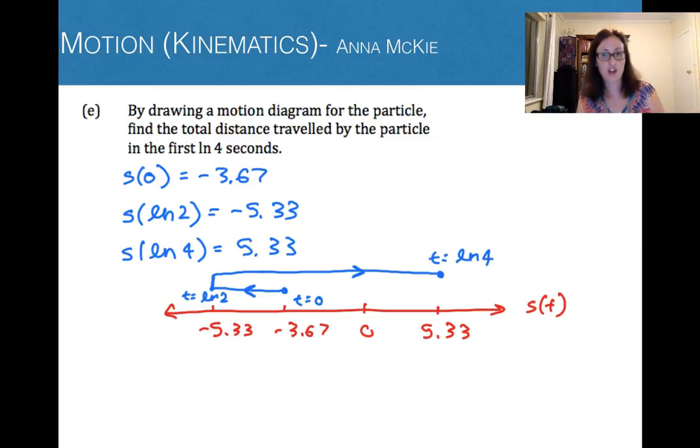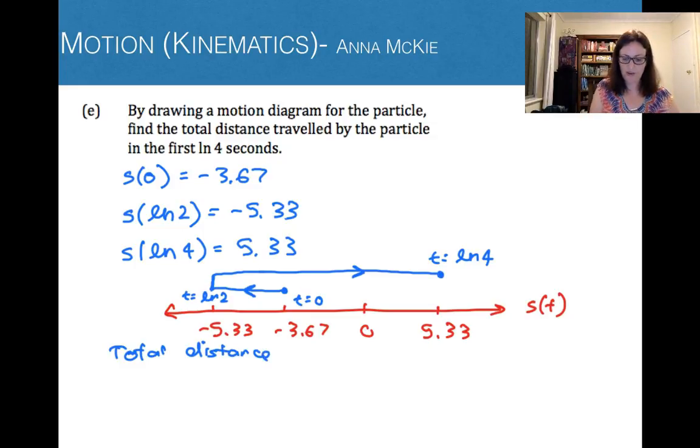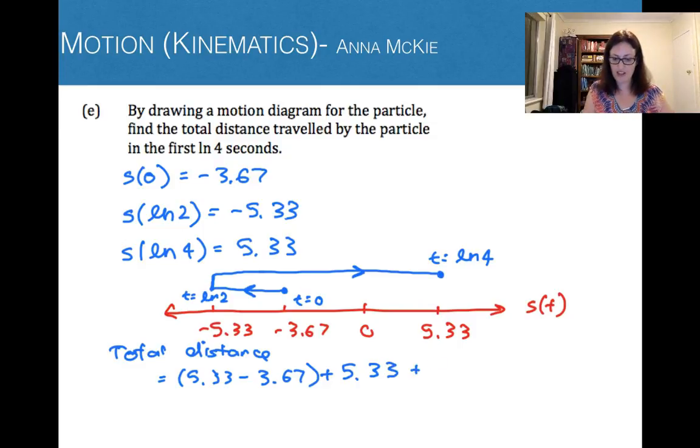So that is a motion diagram, and we need the total distance. So thinking about where you start. So first of all, we need to calculate the distance between here and here, and that's the difference of these numbers. So I'll just use some of the positive versions of that. And then we also add on the distance from here to here. So we've got this distance from negative 5.33 to the origin. So that as a distance is positive 5.33, and then another 5.33 to get to the final point. And the answer is 12.3 meters. And that's the end of our motion question.